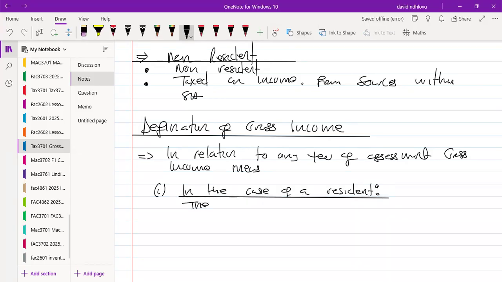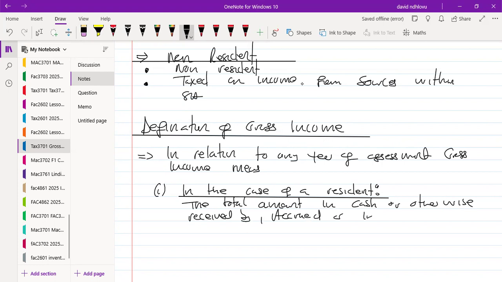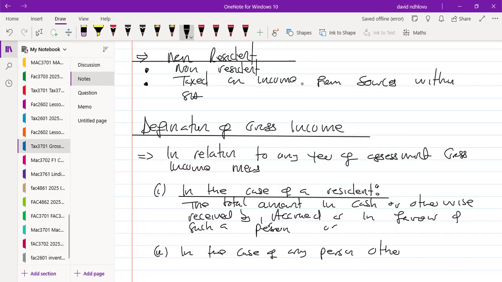the total amount in cash or otherwise, received by, accrued to or in favor of such a person, or number two, in the case of any other person, in the case of any person other than a resident.